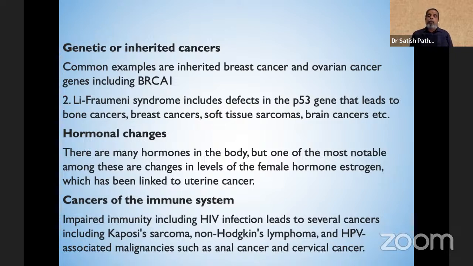Till the time that estrogen is there, usually they don't get cancer. But once the estrogen level goes down, they may get uterine cancer. Then cancer of the immune system. Impaired immunity involving HIV infection leads to several cancers, including Kaposi cancer, non-Hodgkin's lymphoma, and HIV-associated malignancies such as anal cancer and cervical cancer. When immunity is down, usually seen in HIV infection, they may get these different types of cancer.